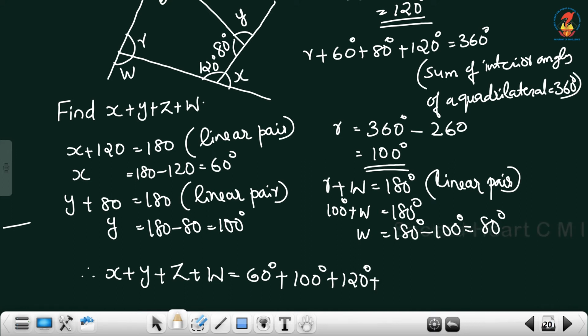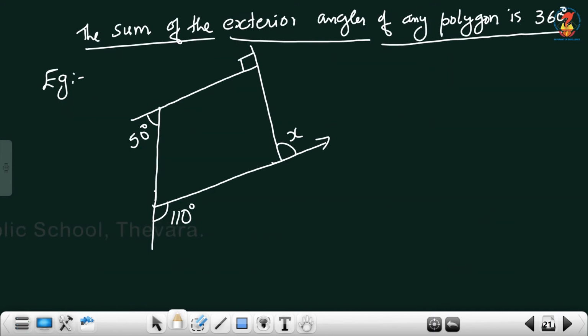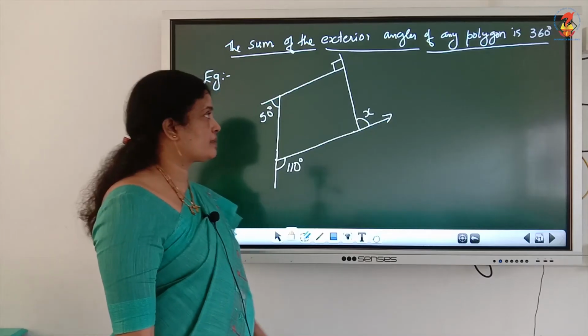Okay, next, w equal to 80 degree. 60 plus 100 is 160, 160 plus 120 is 280, 280 plus 80 is 360 degree. The sum of the exterior angles of any polygon is 360 degree.